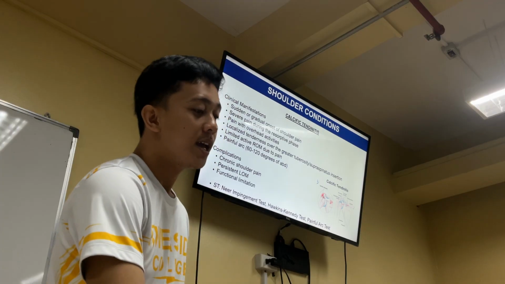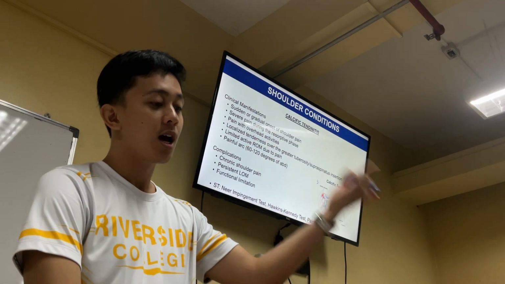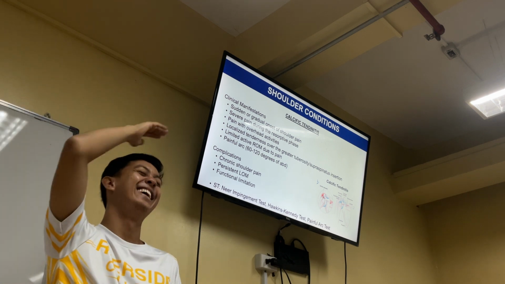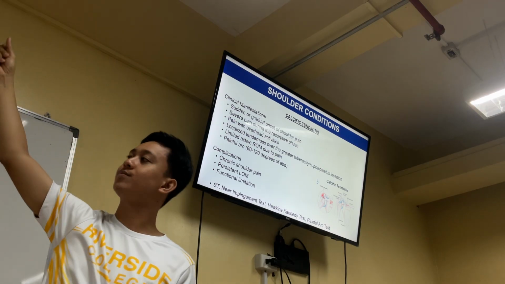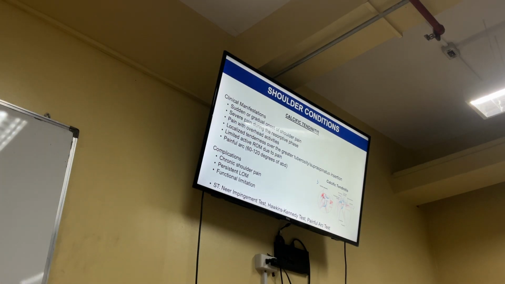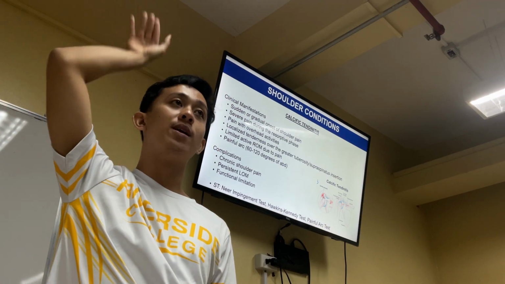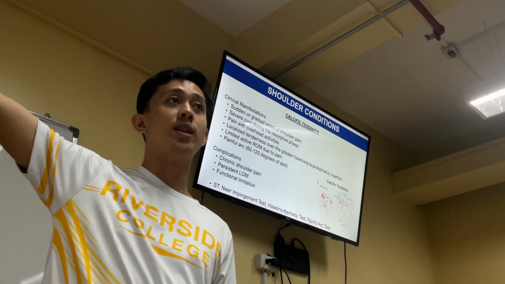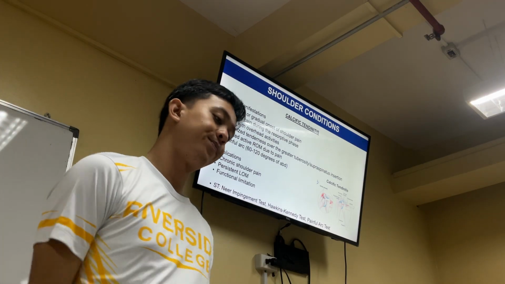Same for the special tests, since this is still under impingement: you can perform the Neer impingement test, Hawkins-Kennedy test, and lastly the painful arc. For AC joint dysfunction, you can also let the patients perform the painful arc. If there's pain in the last 10 degrees of shoulder abduction, 170 to 180, then it is the AC joint. 60 to 120, or in other sources, Magee, 45 to 120: 45 to 120 or 60 to 120 degrees is a GH problem.